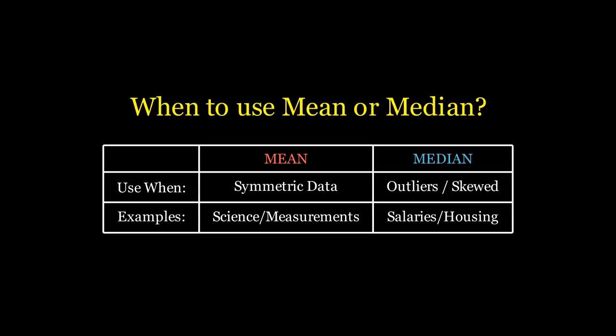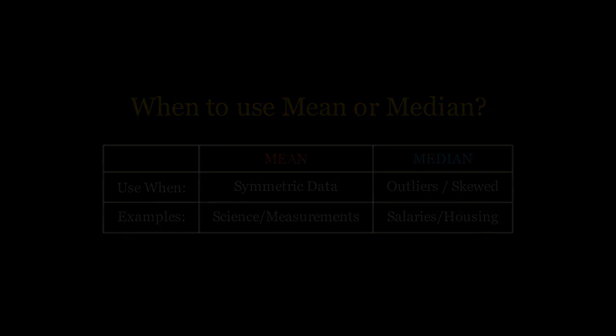So how do you choose? Use the mean when your data is symmetric and you want to account for every value. It's great for scientific measurements or manufacturing tolerances. Use the median when your data has outliers or is skewed, like salaries, house prices, or wait times. The median tells you what the typical experience looks like for someone in the middle of the pack.